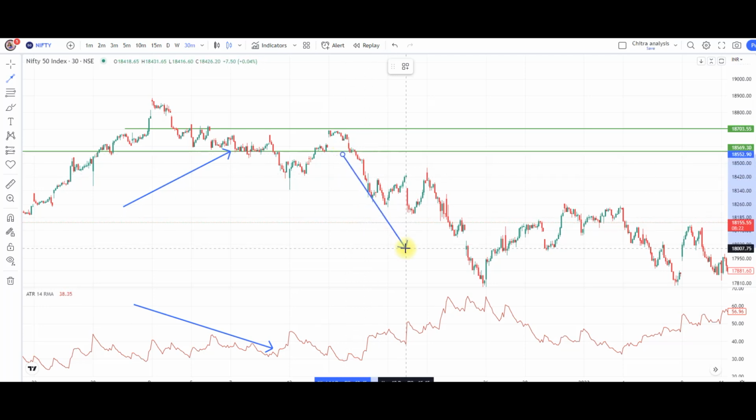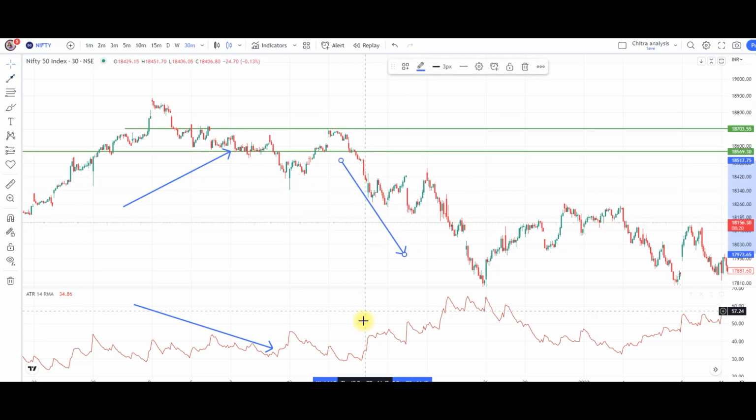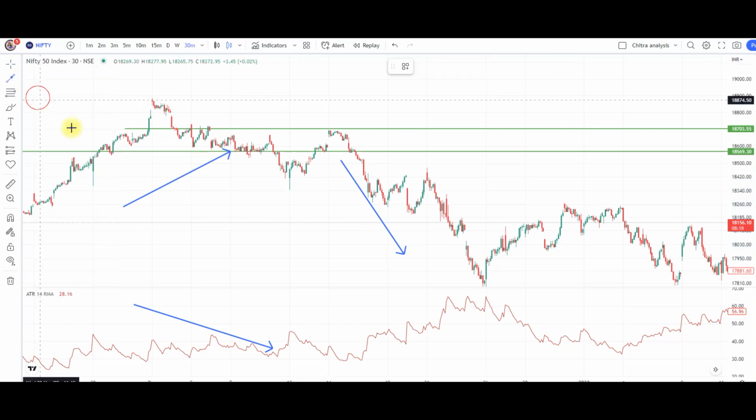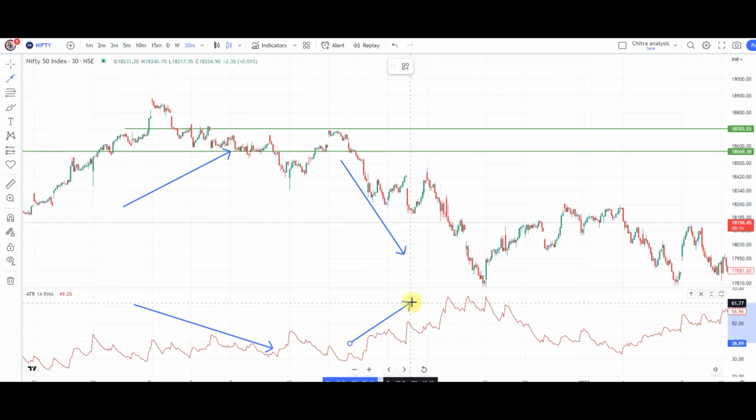So we can see that the price started falling downwards, and when you notice at the same time the ATR is going up, that means there is volatility in the market. So we can easily understand with the help of ATR. This helps to keep the trade according to our direction, and also we can keep trailing the profits.